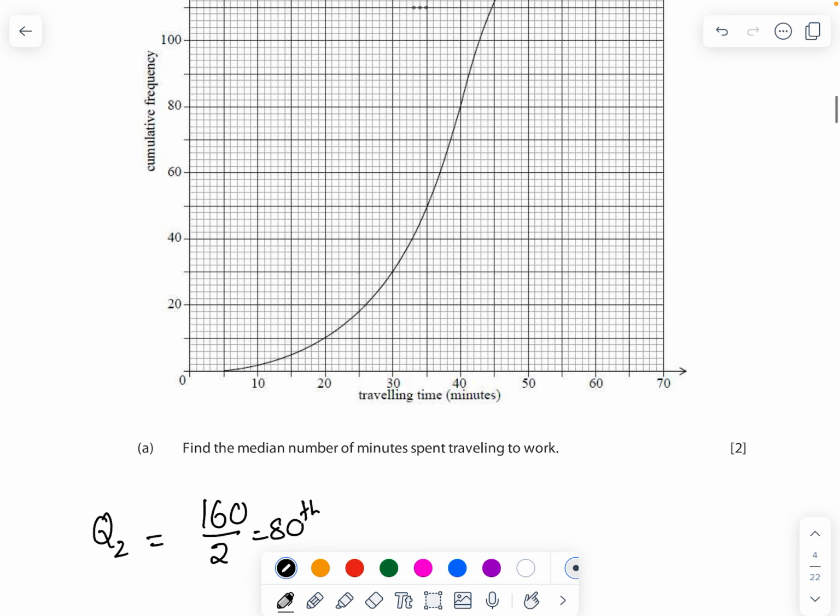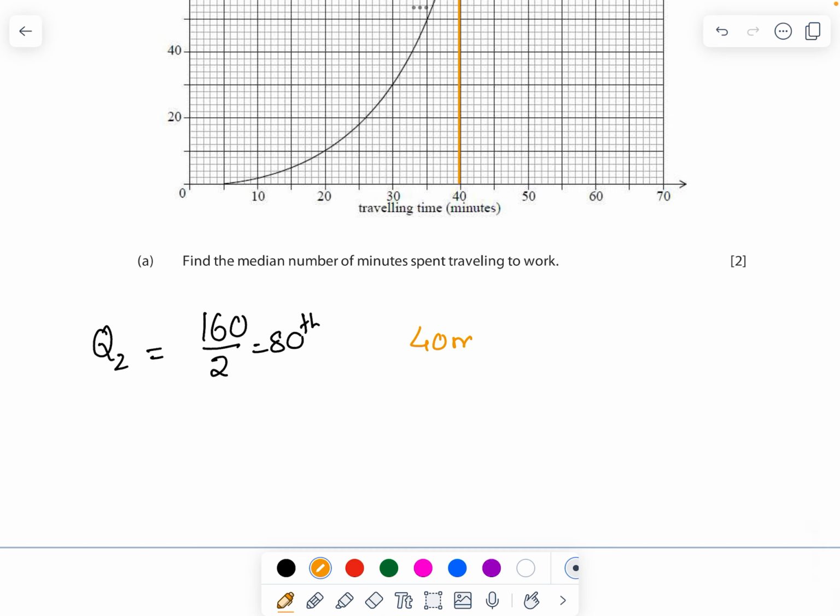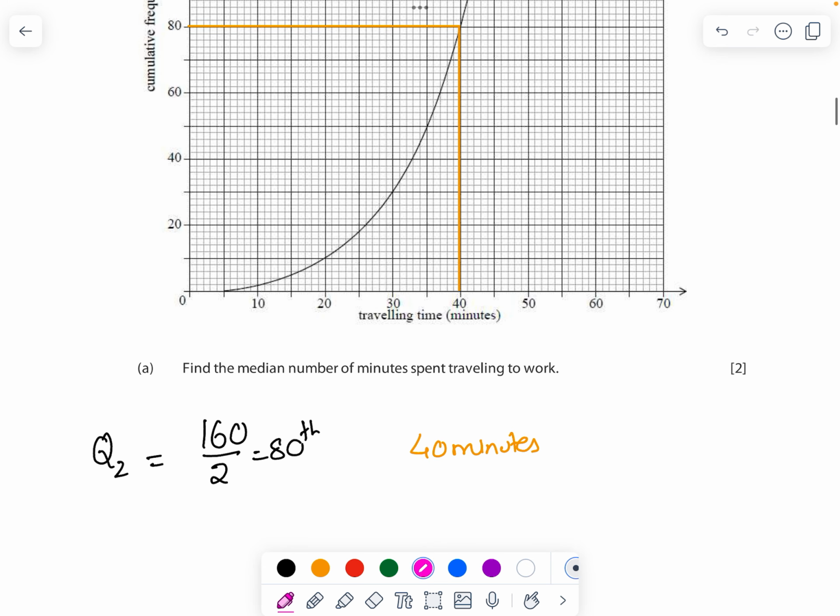So from 80, I draw the line, hit the graph and drop it down. And how much is that? The answer is going to be 40 minutes. 40 minutes. So for evidence of median, it's going to be method 1 mark and A1 mark.